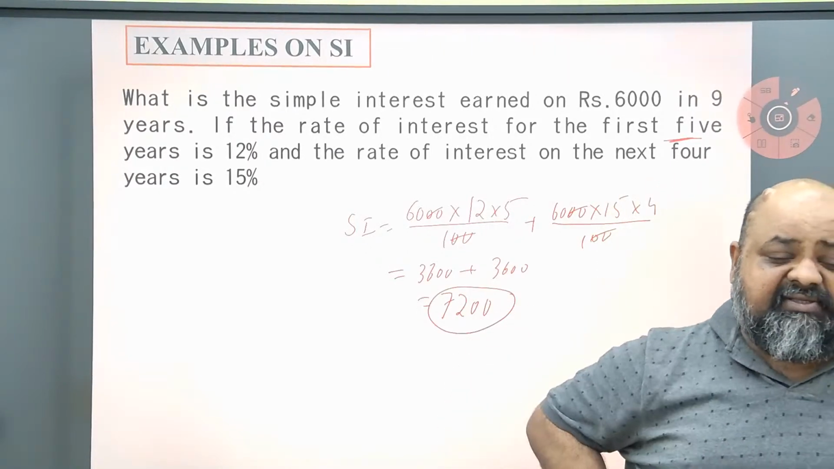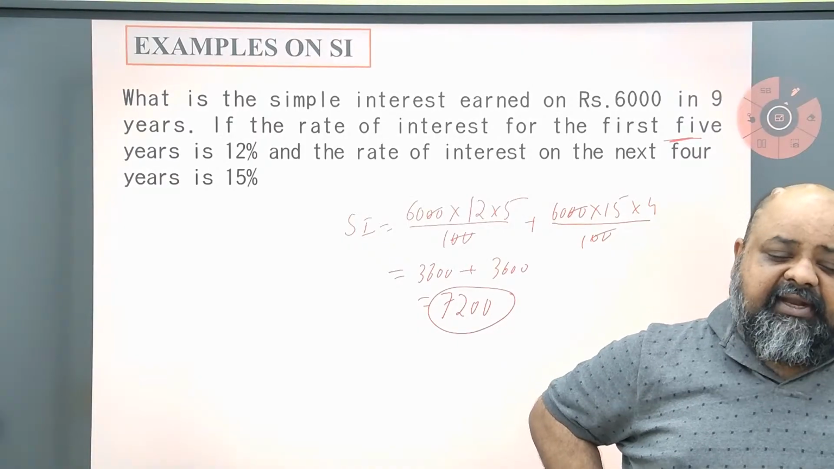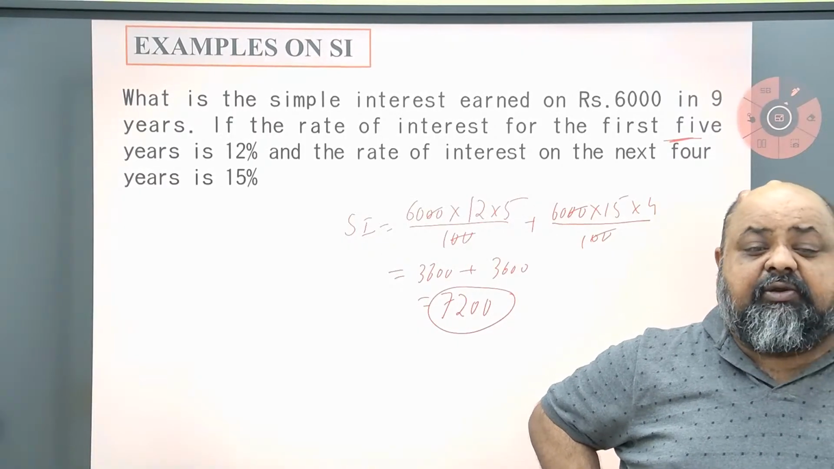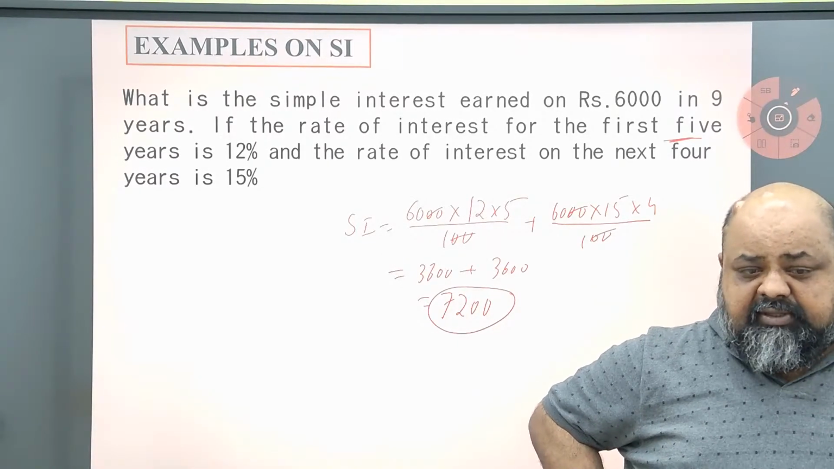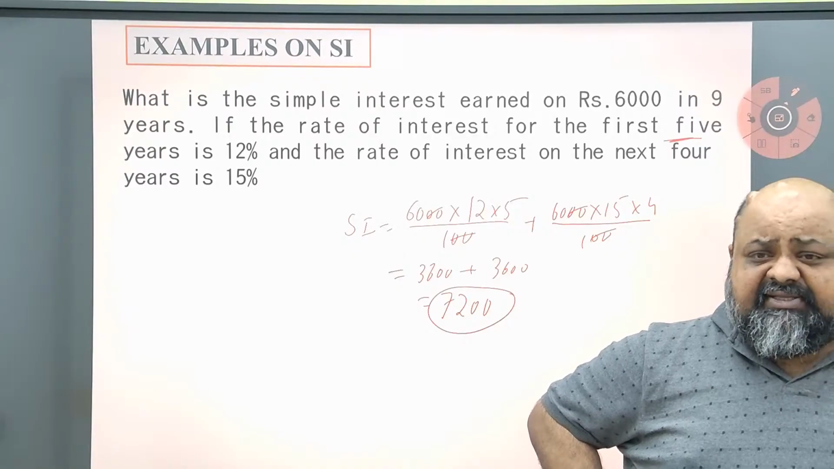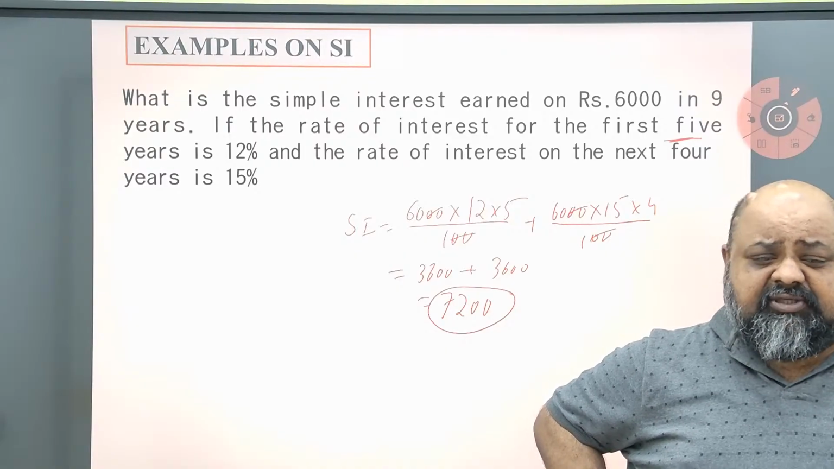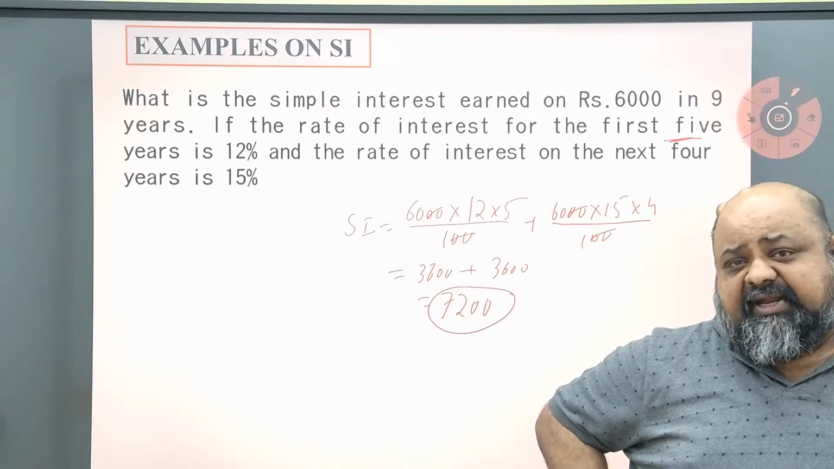And therefore the interest that is due after 9 years will be 7,200 rupees. This is why we are solving the question again. Simple interest questions can almost certainly be solved by simply writing the formula.